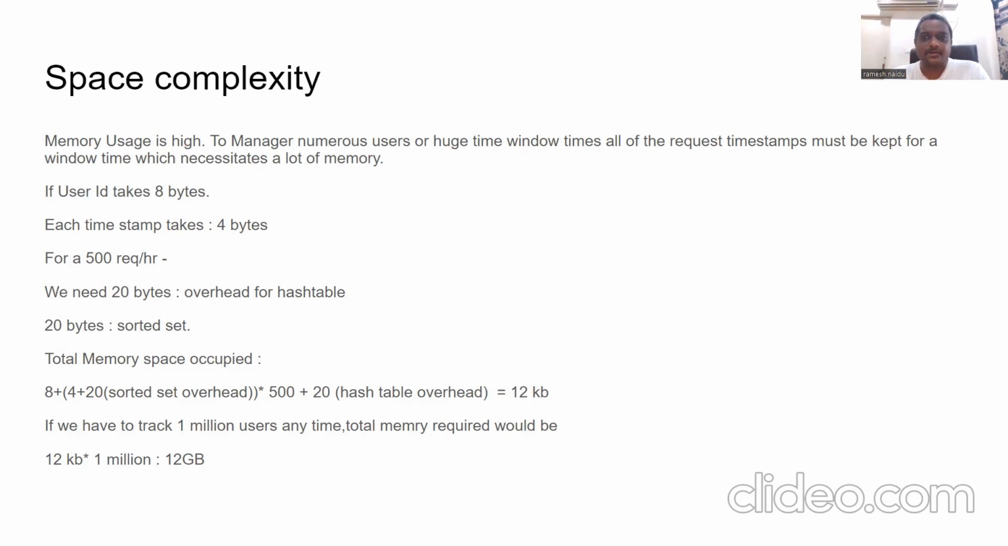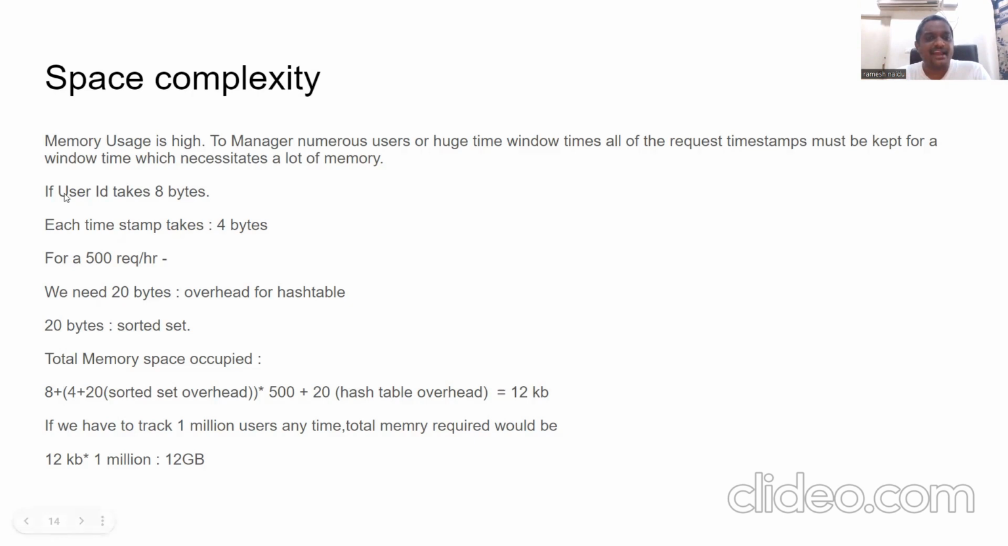So let's understand what is the size of memory it takes for 1 billion traffic. If I want to monitor or track 1 billion users at any time, what is the total memory required? Let's try to understand. Assume that the user ID takes 8 bytes of space. Each timestamp takes 4 bytes. And I'm considering 500 requests per hour as my rule. So I'll be storing 500 entries in my hash table, right?